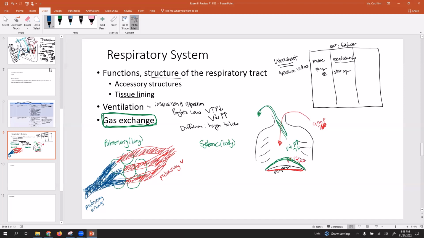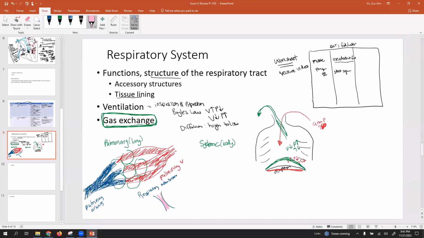Okay, so the gas exchange occurs in the lungs. Let's take a closer look at this. We have what's called the respiratory membrane. You have the lining of the blood vessel, and then you have the lining of the alveoli. And then you have kind of the basement membrane in between.